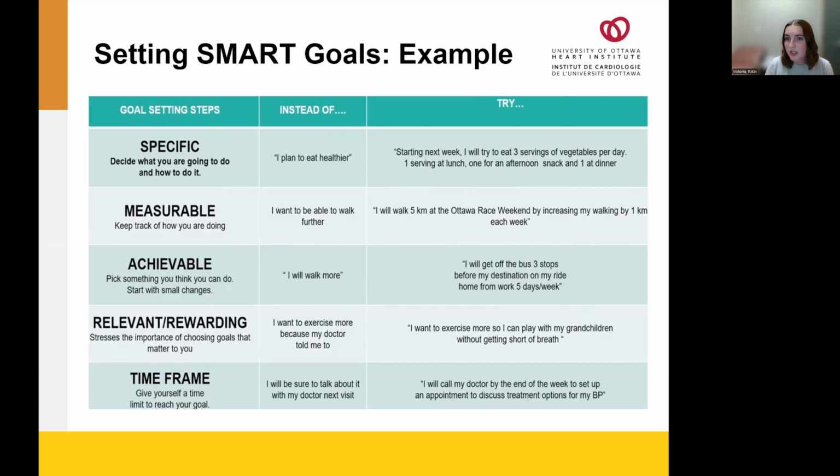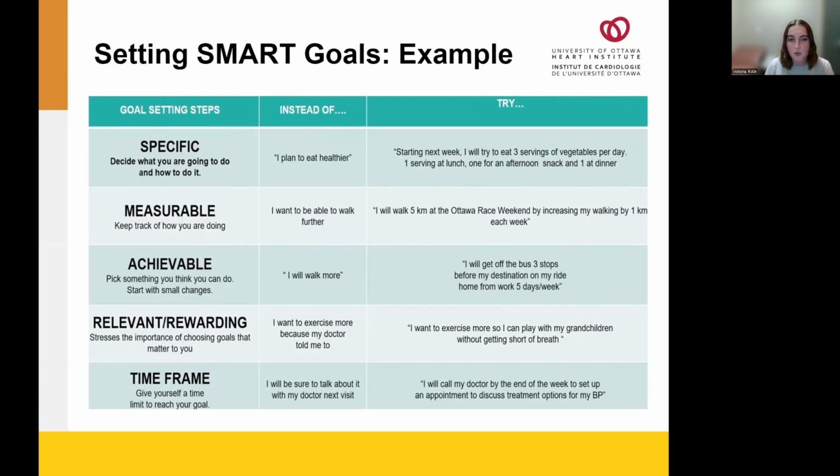It should also be achievable. So instead of saying, I will walk more, right? I want to know how you're going to do that. So this patient decided if they take the bus and they're going to get off 3 stops early, do this 5 days a week and walk the rest of the way home, right? That's a really great way to implement walking a little bit more.